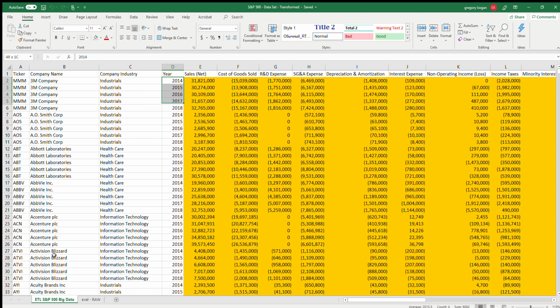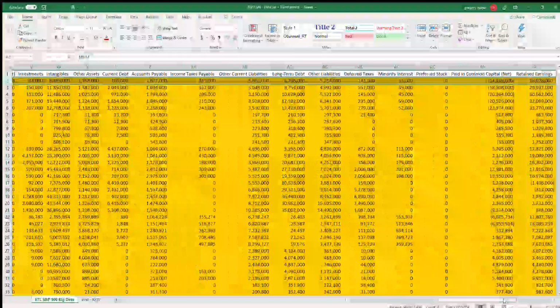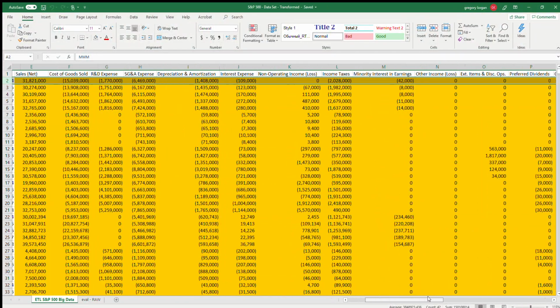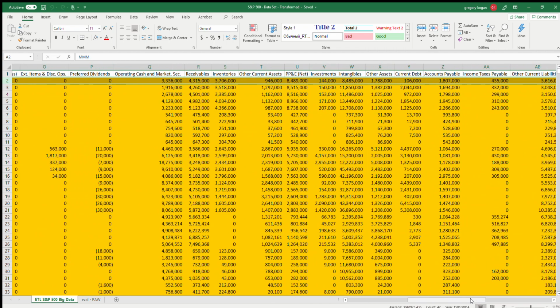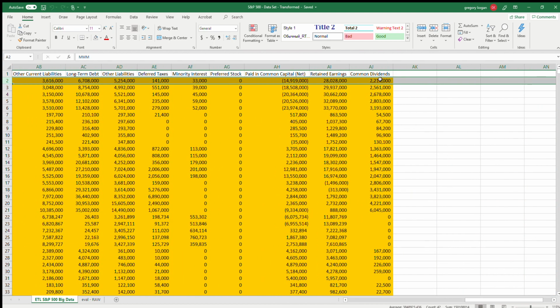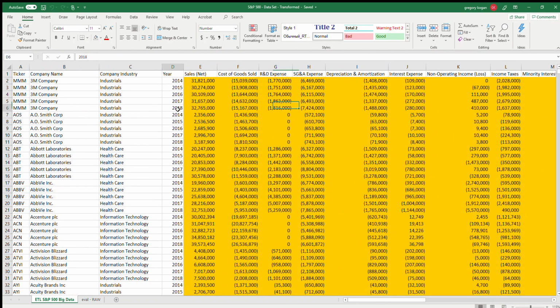So we have from 2014 through 2018, and each line is the accounting data. We have income statement data, balance sheet data, and it provides the dividends here as well. So we can essentially use this data for various financial analysis, and we have 5 years.